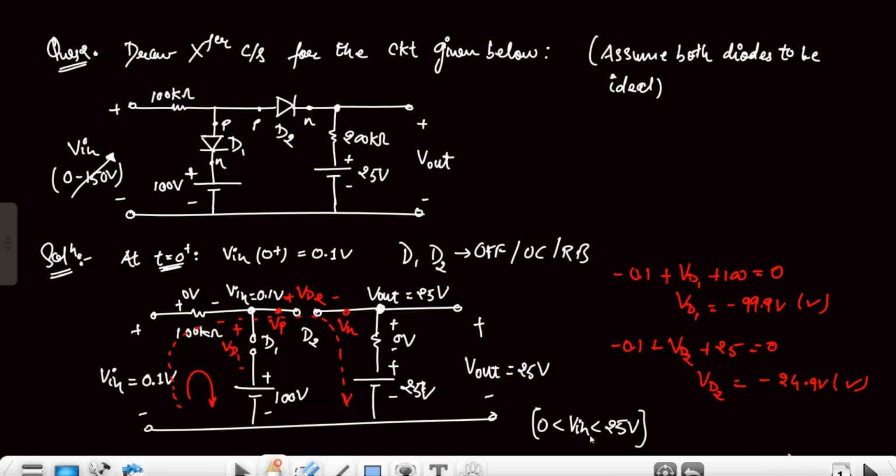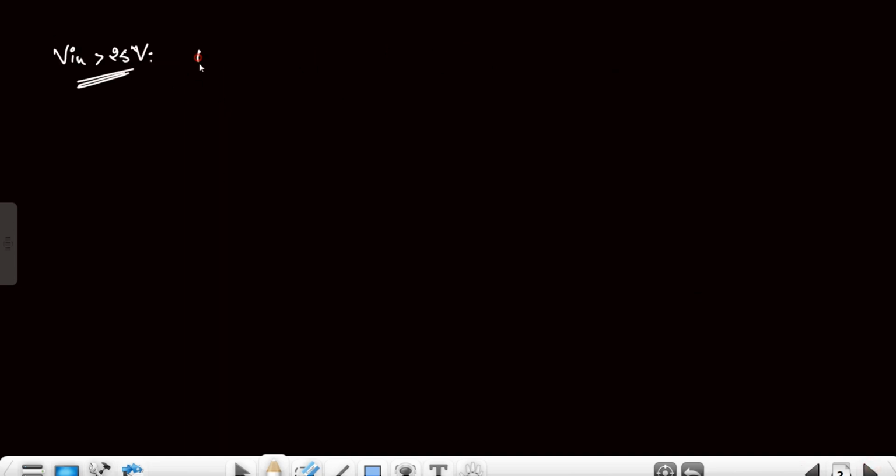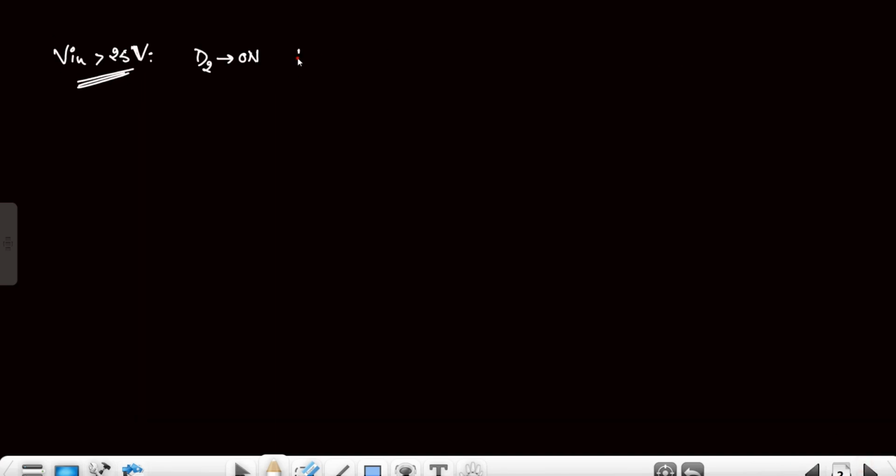Now the second case, when the input supply is greater than 25 volt. When the input supply is greater than 25 volt, D2 will be on because its positive terminal will be greater than its negative terminal. So we can clearly see that D2 will be on for this input range. But we can't say anything about D1 right now, so D1 is off for now. Why it is off will be clear shortly.